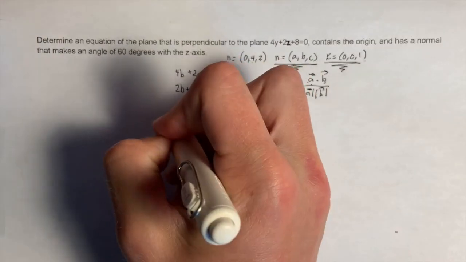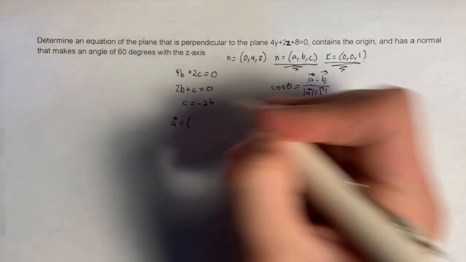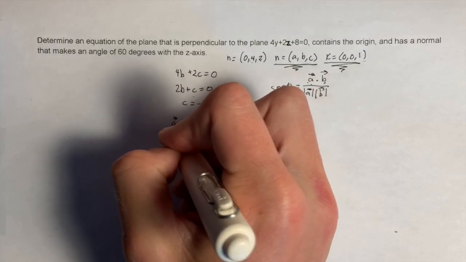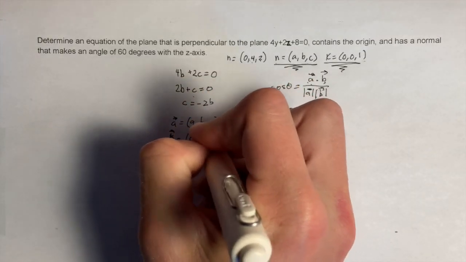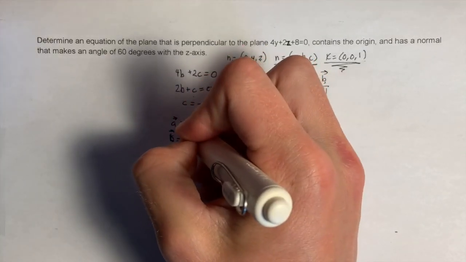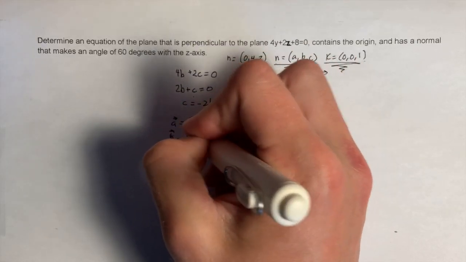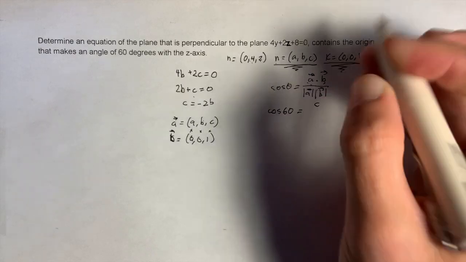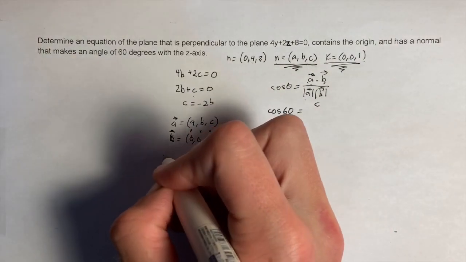So our A will be a, b, c. Our B will be 0, 0, 1. And if we do a dot product with a times 0, b times 0, c times 1, our dot product would equal c. And now we have to find the magnitude of A, which is very simple.